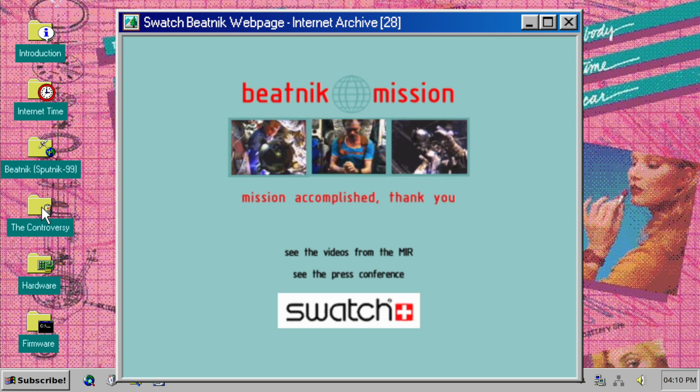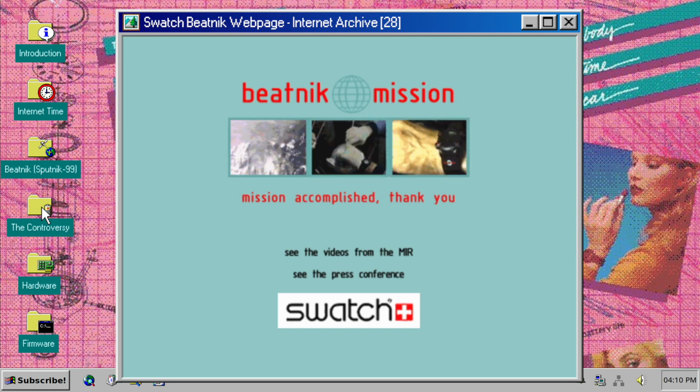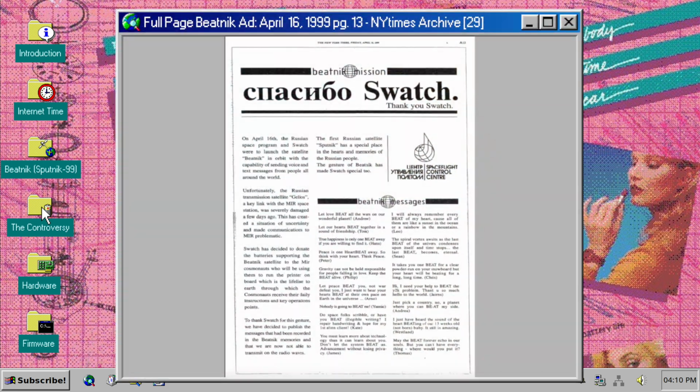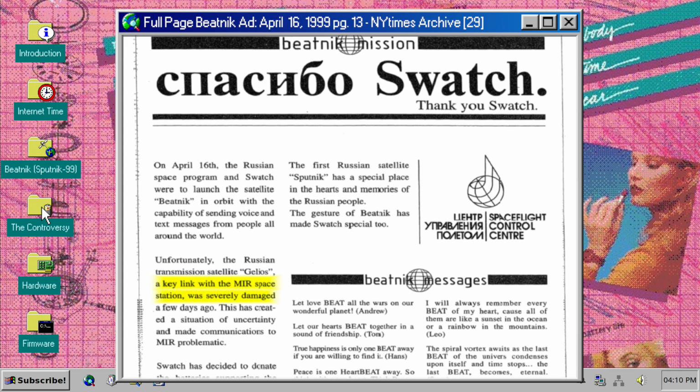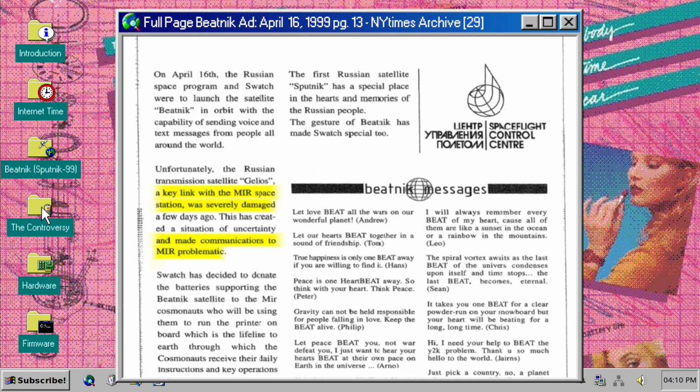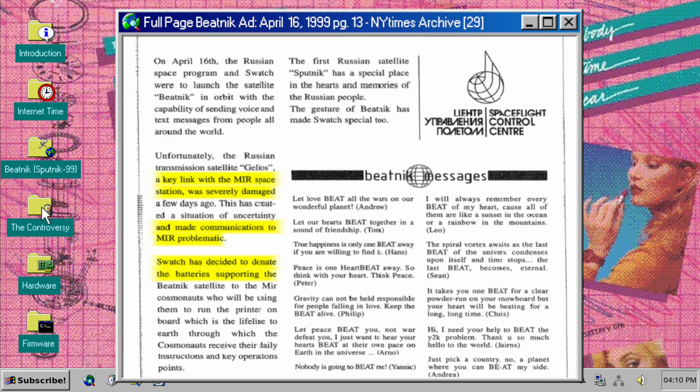And the next day, Swatch ran a full-page ad in newspapers, including the New York Times. According to the ad, a vital communications link with the Mir space station suffered serious damage a few days earlier, disrupting contact with the station. It claims that Swatch stepped in to help, donating batteries from the Beatnik satellite to power the equipment, which was now being used to send cosmonauts aboard the station their instructions.